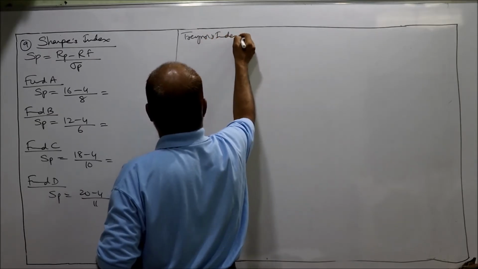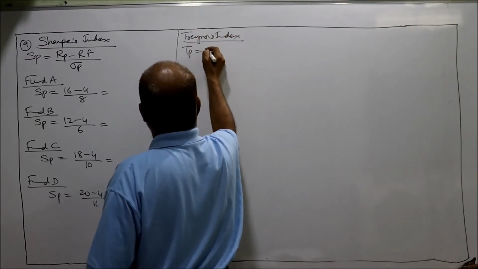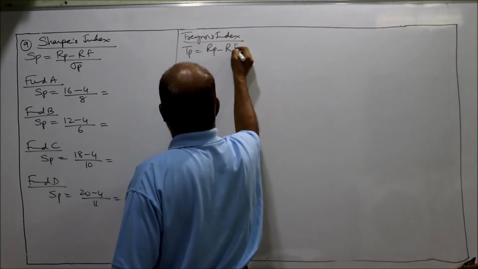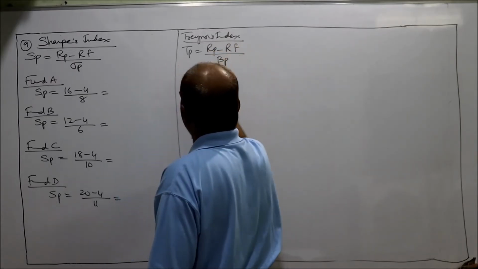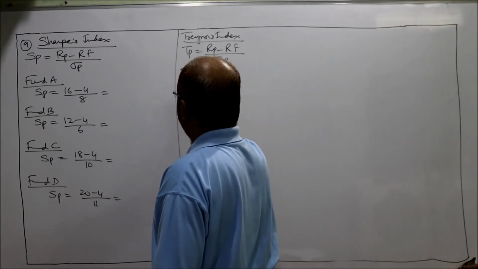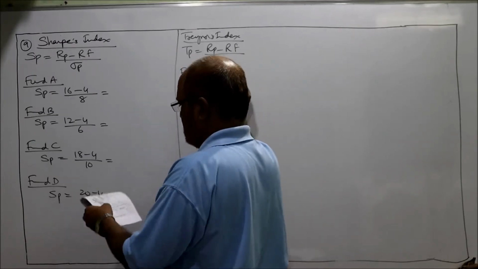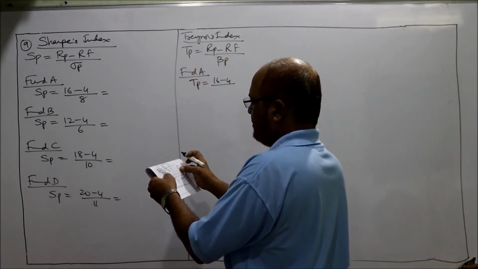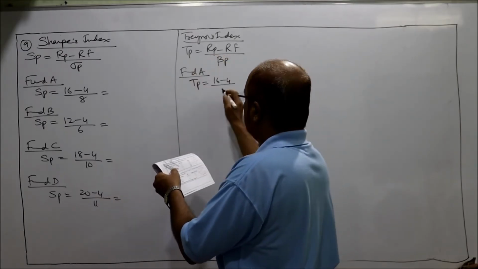Trainer's index. TP is equal to RP minus RF divided by beta P. So fund A. TP is equal to 16 minus 4 divided by beta is 0.7.